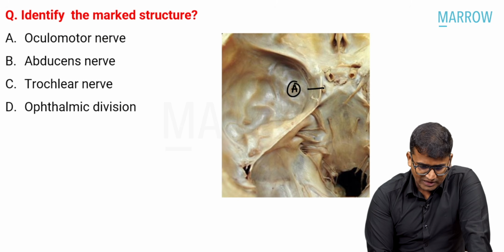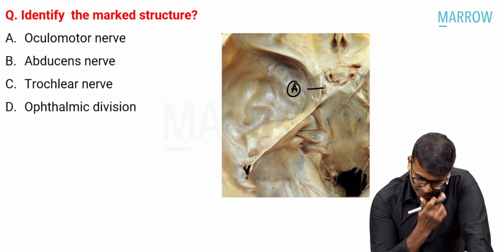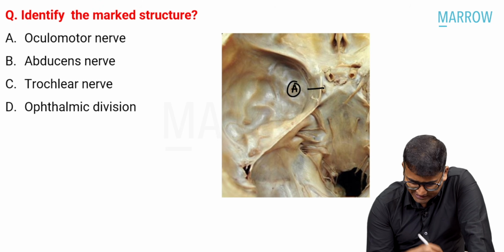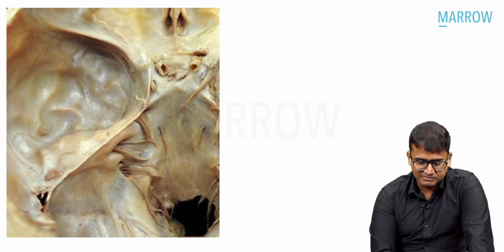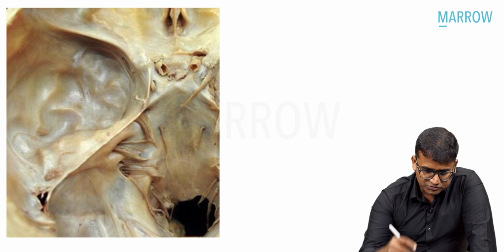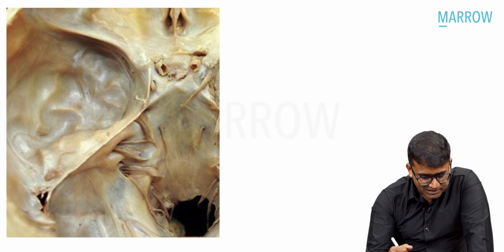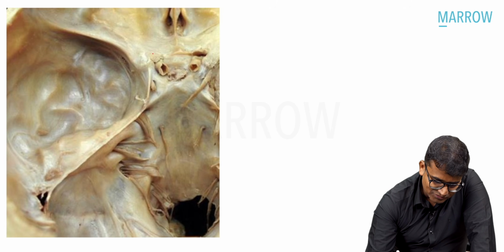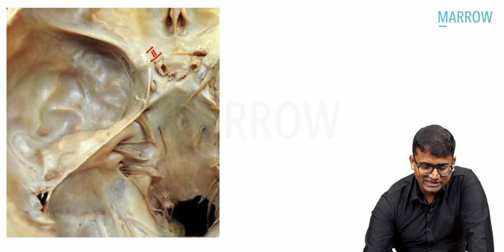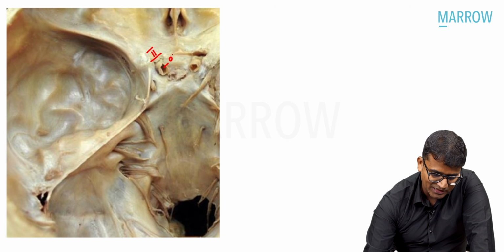To the next question, identify the marked structure, and this image again they are repeating. Already they gave this image 4 times. Now this is an image with intact dura. So now we remove the vault and we remove the brain and we didn't strip the dura. Dura is intact. So in this diagram we are going to identify the cranial nerves. Now this is the optic canal which will transmit the second nerve, optic nerve. Now you are also seeing one lumen, that is the ophthalmic artery.